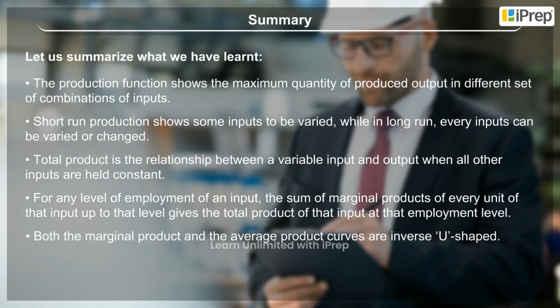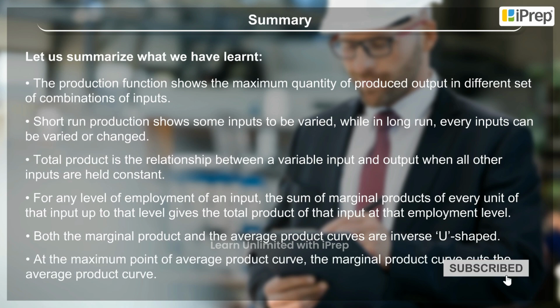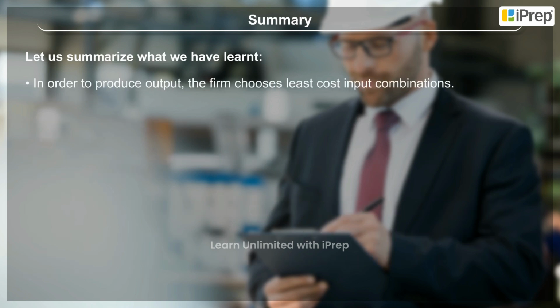Both the marginal product and the average product curves are inverse U-shaped. At the maximum point of the average product curve, the marginal product curve cuts the average product curve. In order to produce output, the firm chooses least cost input combinations.